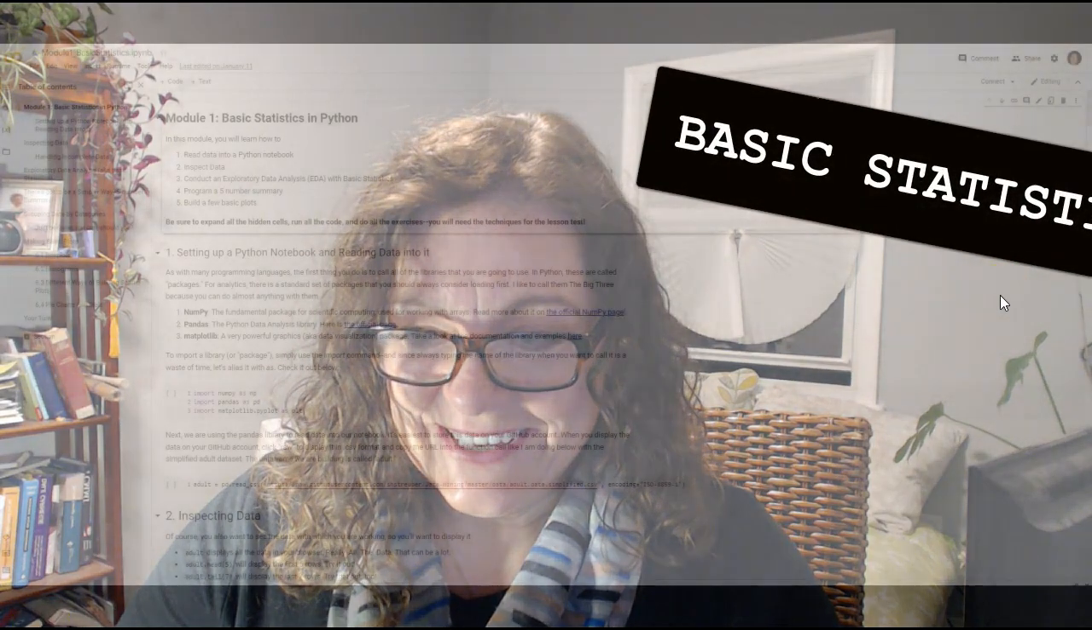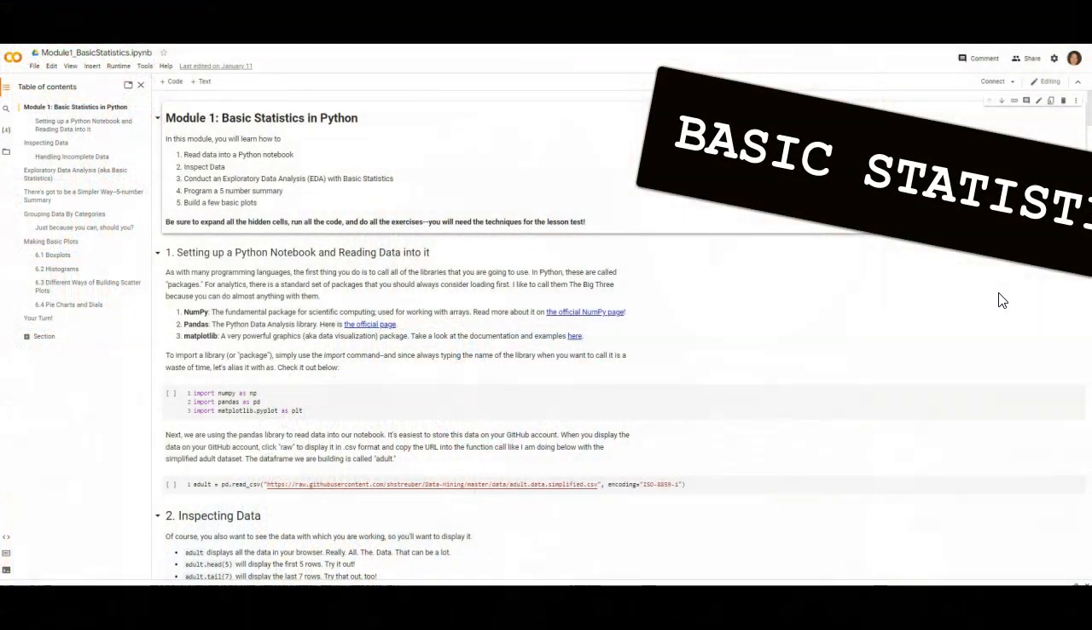So let's go. All right, so at this point, we're going to open our first Module 1 Basic Statistics workbook in Google Colab, and we're going to work through it. Here you will learn how to read data into a Python notebook, how to inspect the data, how to conduct an exploratory data analysis, also called an EDA, with basic statistics, and how to build a few basic plots.